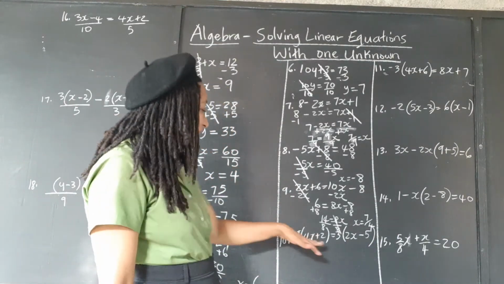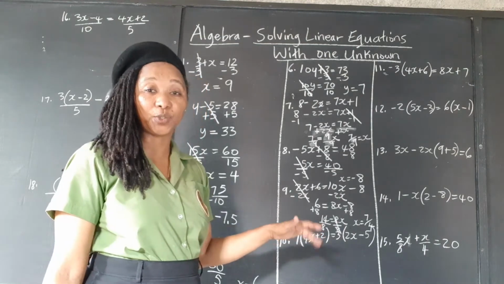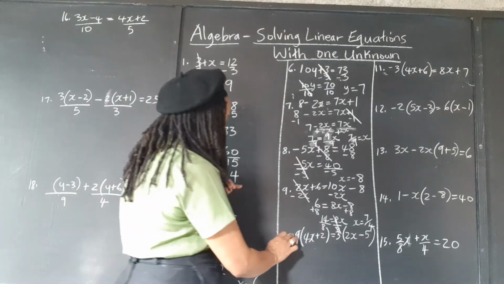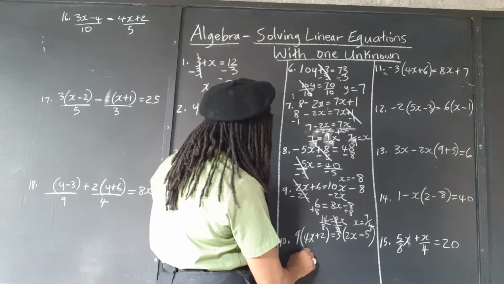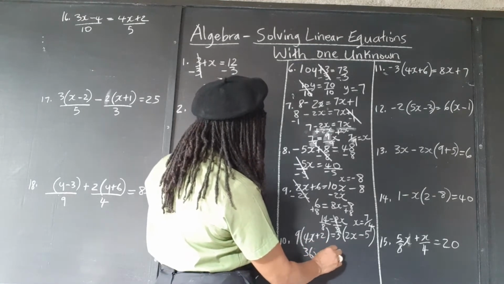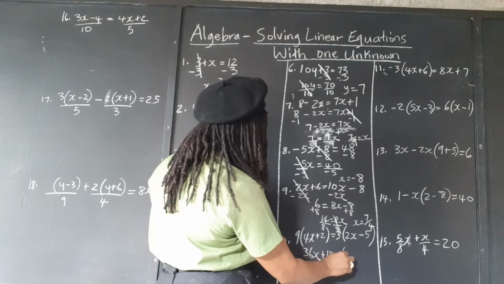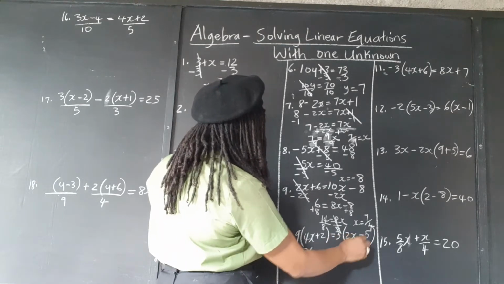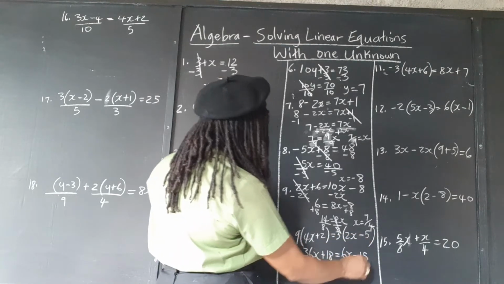Here we have brackets, so we need to expand the brackets using the distributive law. 9 times 4x, that's 36x. 9 times 2, that's 18. 3 times 2x, that's 6x. 3 times negative 5, negative 15.